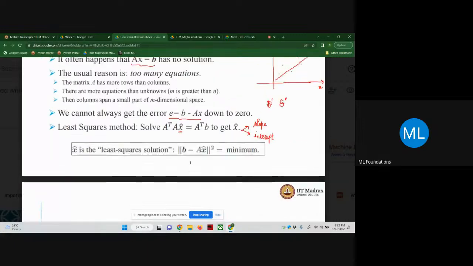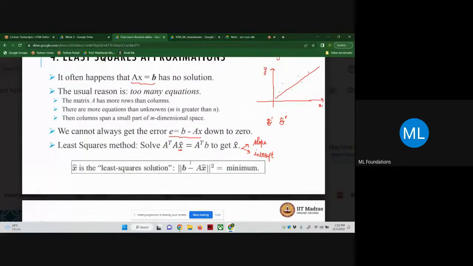So this is the entire part of week 3. These are the concepts in week 3. If you have any doubts, we can discuss.